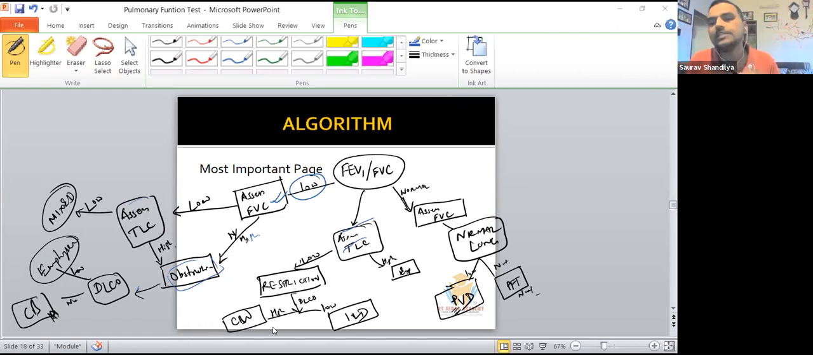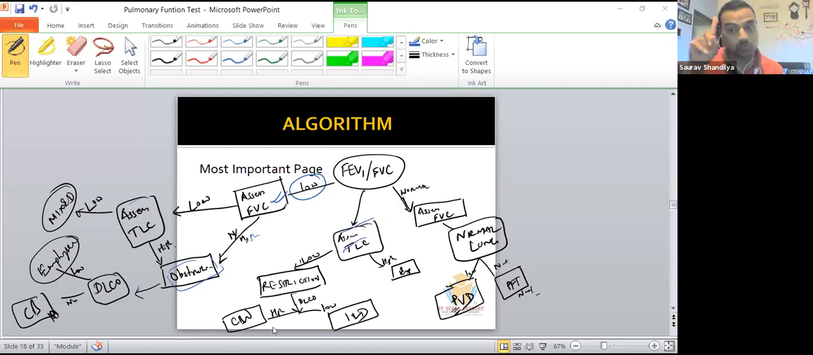If DLCO is low, that means the carbon monoxide is not able to permeate through the membrane. Membrane what? Alveoli, right? If it is not able to pass down, that means it is low, right? DLCO is low. That means it is an interstitial lung disorder, or it could be pulmonary fibrosis, any sort of thing which is not allowing carbon monoxide to get diffused easily. Is it clear?